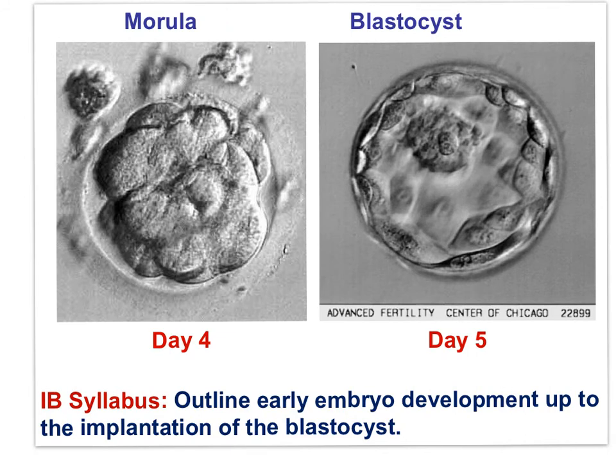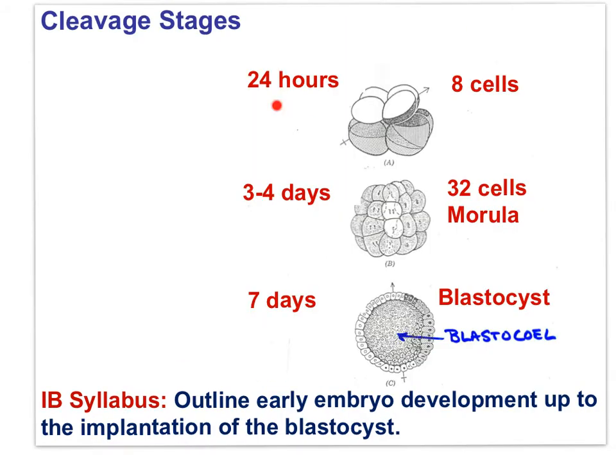The morula, a day 4 embryo, is composed of 16 to 64 cells. The blastocyst is a multicellular fluid-filled structure ready for implantation. 24 hours after fertilization, mitosis has produced a ball of 8 cells. Then after 3 to 4 days, the embryo is composed of 16 to 64 cells. The blastocyst is ready to implant on the uterine wall on day 6 or 7.